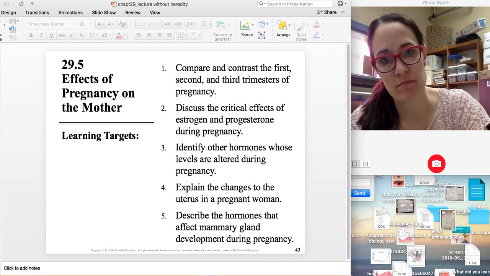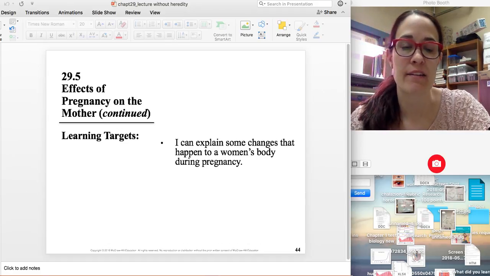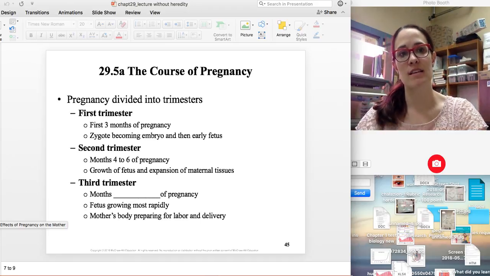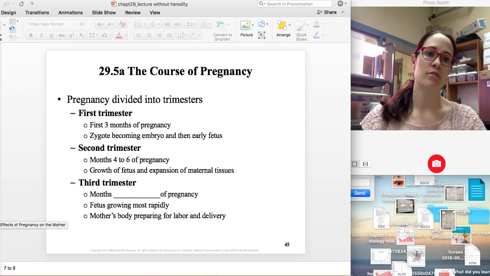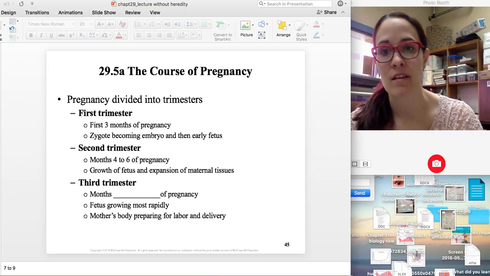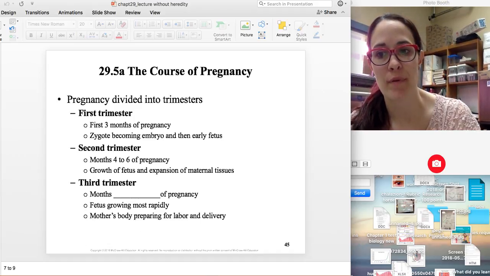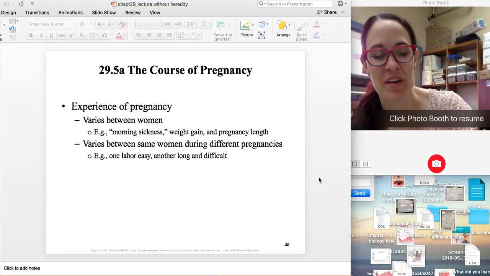Okay, so again, we're going to talk about hormones and what's happening to the woman's body during pregnancy, those few things. So pregnancy is 9 months, and those 9 months can be divided up into trimesters, 1st, 2nd, 3rd: first 3 months, second 3 months, third 3 months. The 3rd trimester is the 7 to 9 months of pregnancy. This is where there's really rapid growth, rapid weight gain.